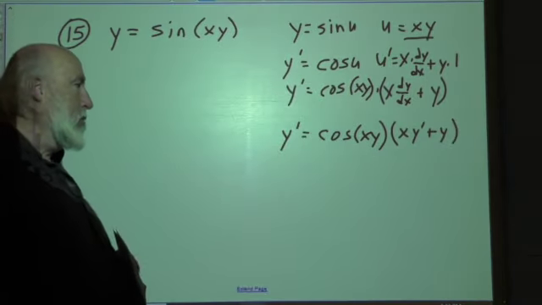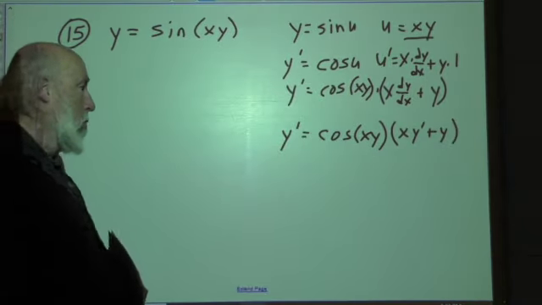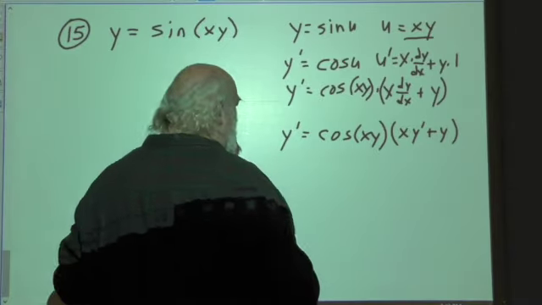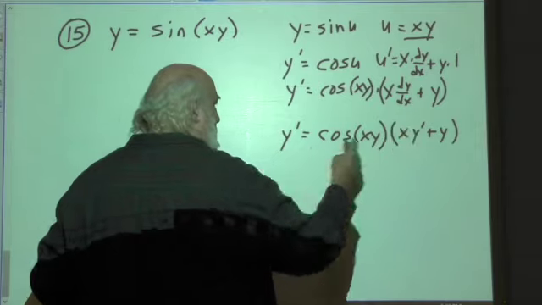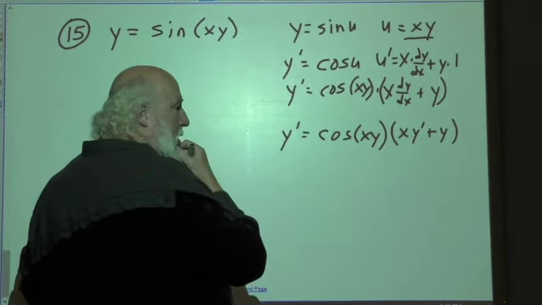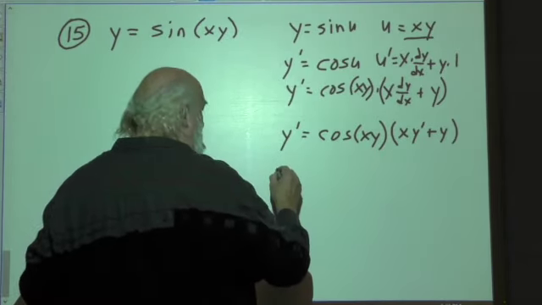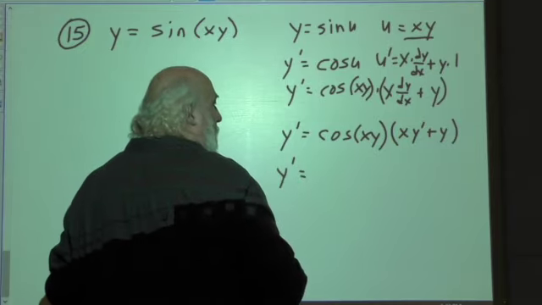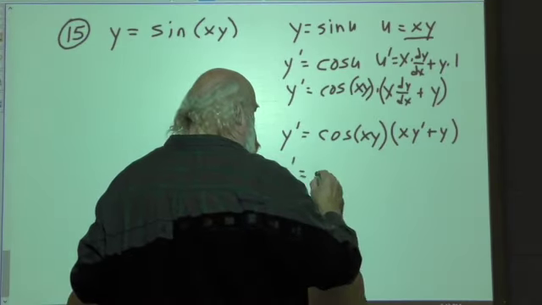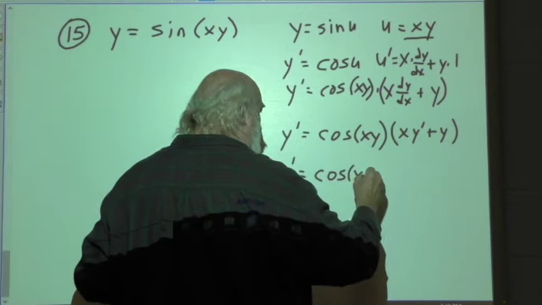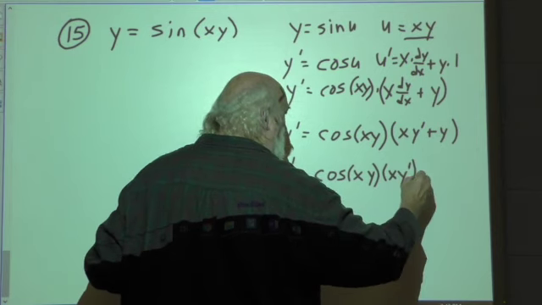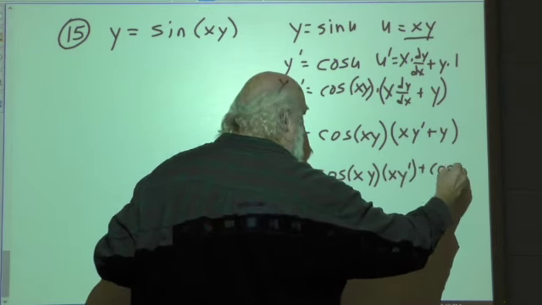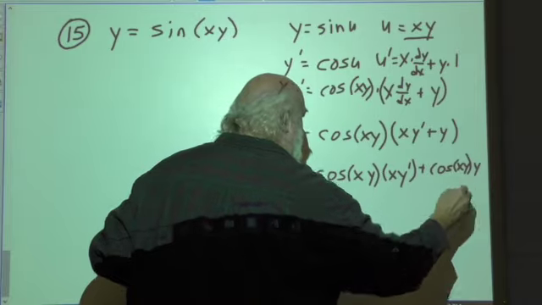Right? So that means I have to distribute this across over here, and we'll come back to this because we've got to combine what we've got for these two right here. So I'll leave this as y prime here for now, and I'll distribute this across both these. So this is the cosine xy times xy prime plus cosine xy times y.